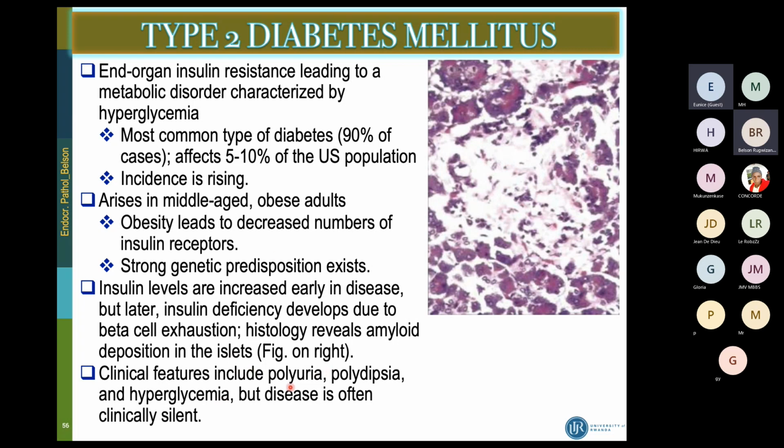So the clinical features are also polyuria, polydipsia and hyperglycemia, as in type 1, but the disease is often clinically silent.